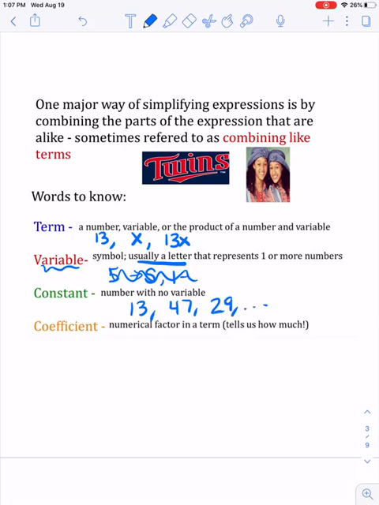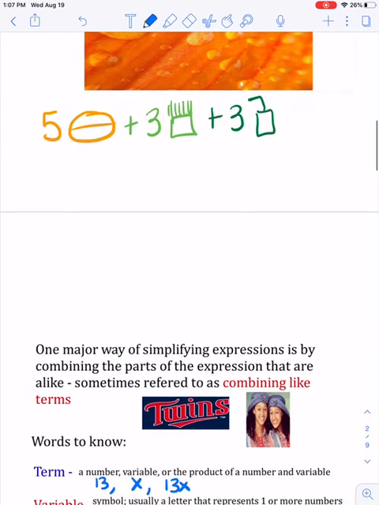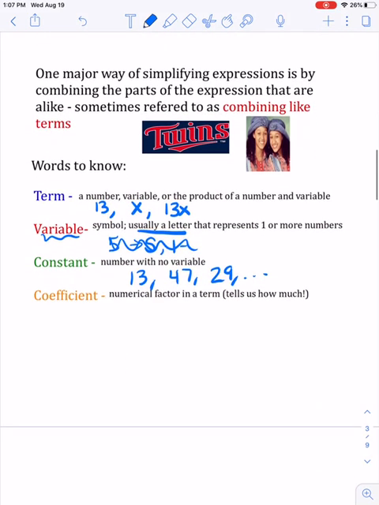A coefficient is a numerical factor that tells us how much. So, for instance up here, this 5 is a coefficient. It tells us how many burgers we have. We have 5. 3 is a coefficient. It tells us how many fries we have. We have 3. 3 is also another coefficient for the number of pops we have. So in this example, if I just do 27x, the coefficient is 27 because it's telling us we have 27 x's.